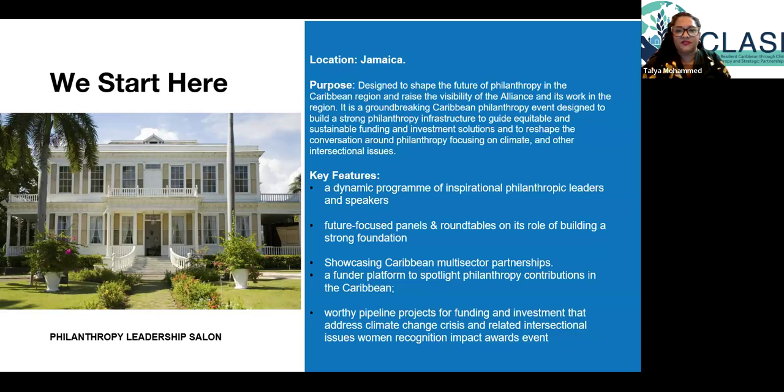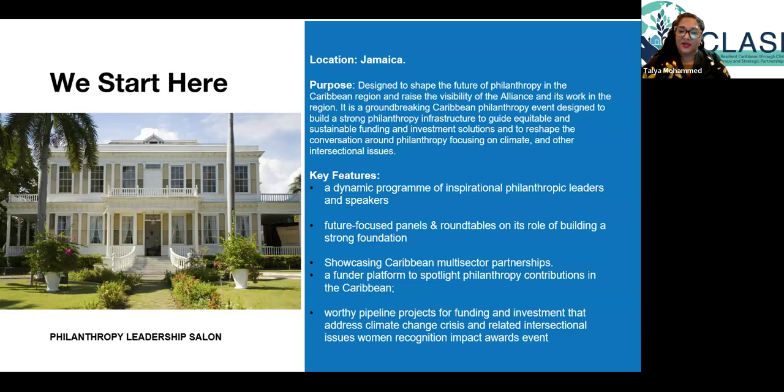But basically, the purpose of this event is to shape the future of philanthropy in the Caribbean region and raise the visibility of the Caribbean Philanthropic Alliance and the work that we're doing. It's a groundbreaking Caribbean philanthropy event designed to build philanthropy infrastructure and guide equitable and sustainable funding and investment.